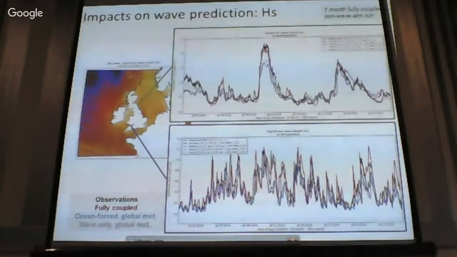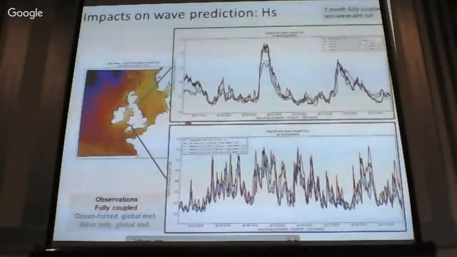Apologies for the noise in this plot. This is looking at the wave predictions over that 3-month period, just picking out a couple of coastal sites. In black again is the observations, and in blue is one of our global forced runs. In red is our fully coupled ocean atmosphere wave system.